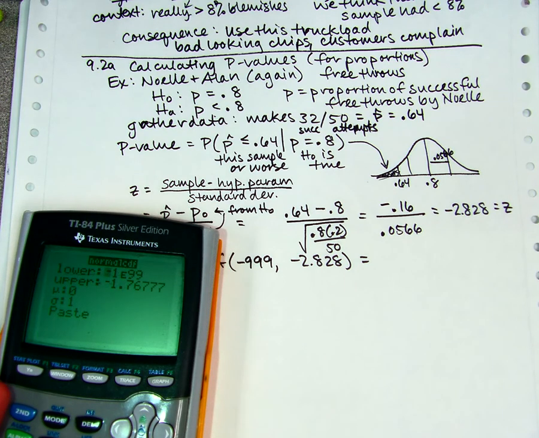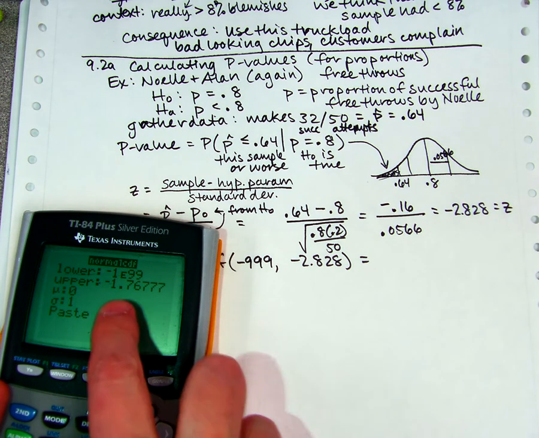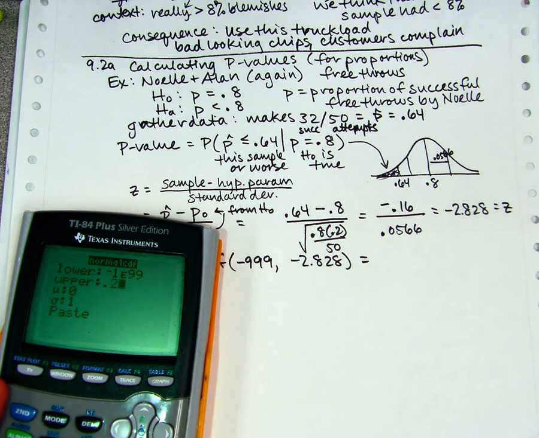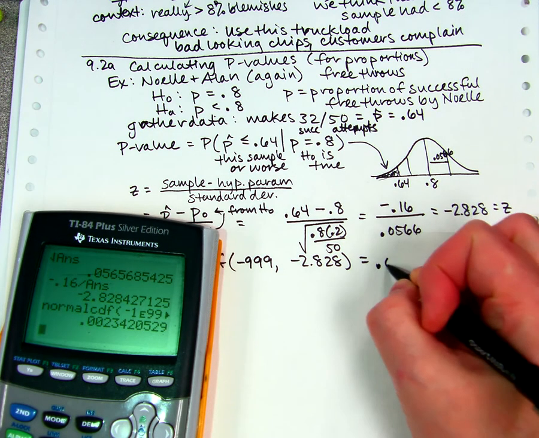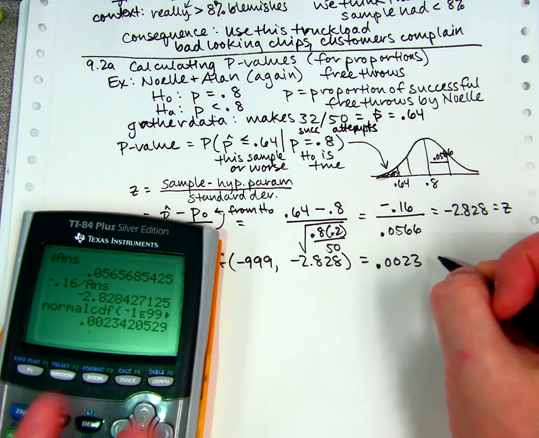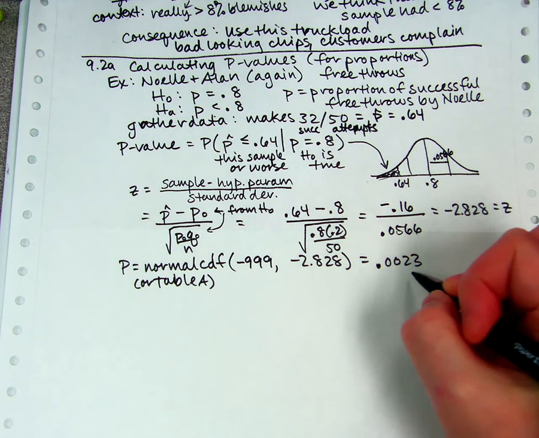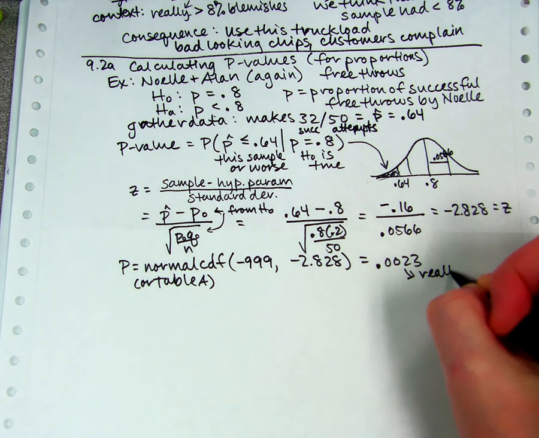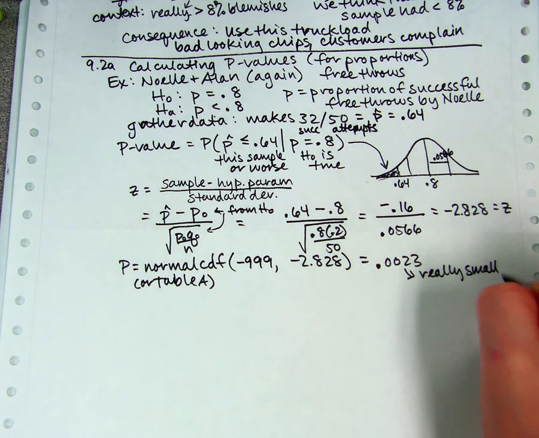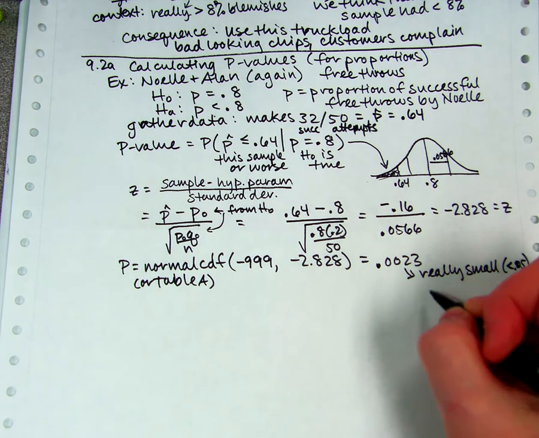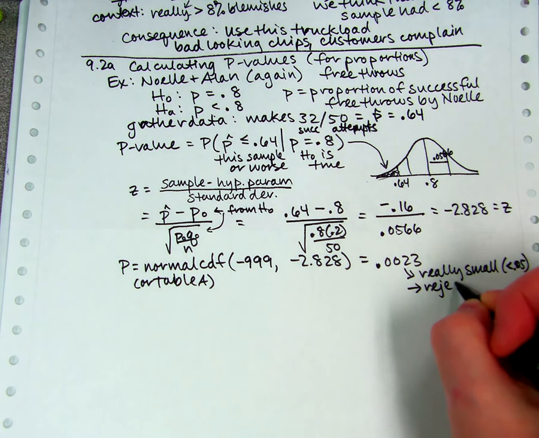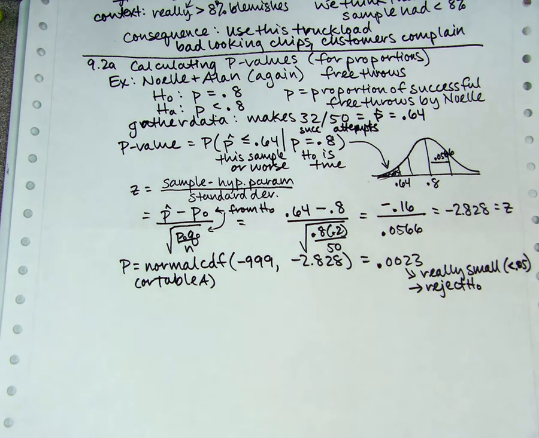And I'll use that to find my p-value. Normal CDF, negative 999. Well, the calculator default is that, 0.2, negative 2.828. Got it. And this is 0.0023. Really small p-value. Less than 5% by a lot. Therefore, we would reject the null. And we've already talked about that. So that's how you calculate a p-value.